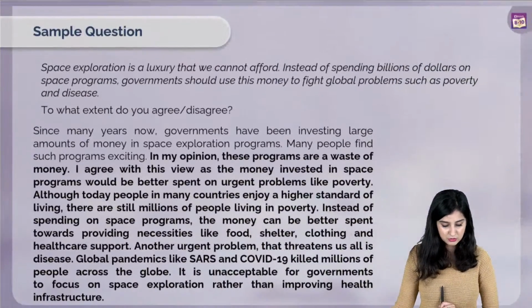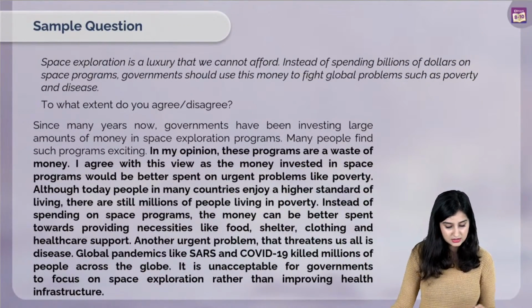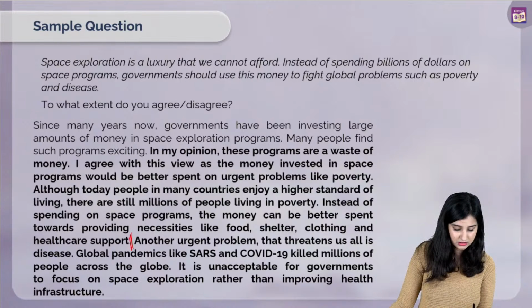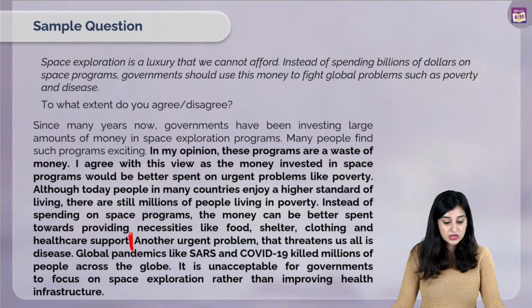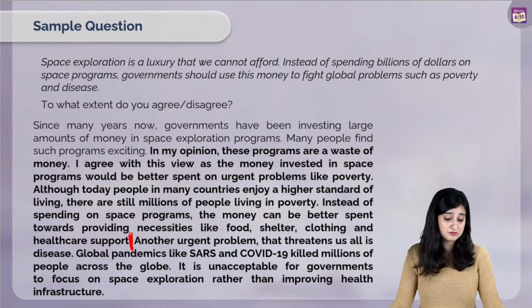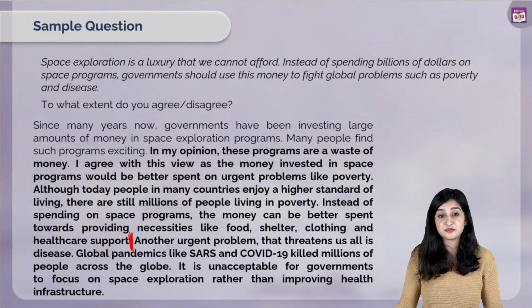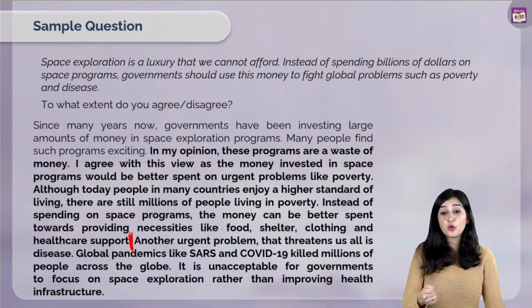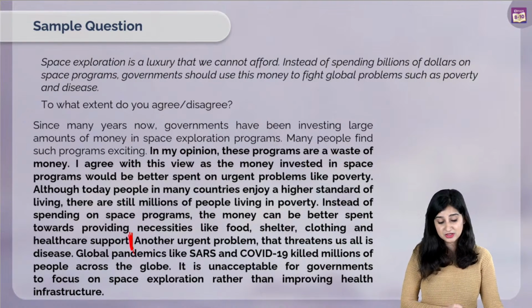So here, moving on, we'll start from here. We can say another urgent problem that threatens us all is disease. Global pandemics like SARS and COVID-19 killed millions of people across the globe. It is unacceptable for governments to focus on space exploration rather than improving health infrastructure. So what is a more pressing need for us humans right now?